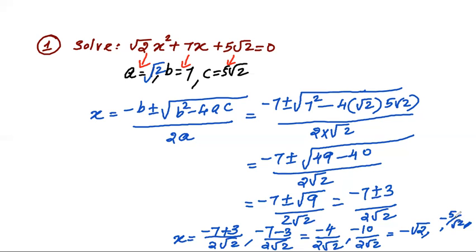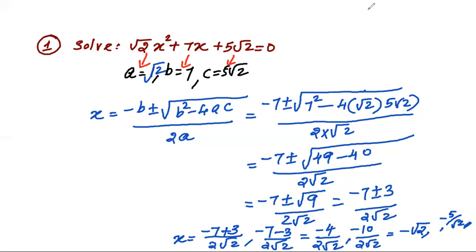These two will be the solutions, or the values of the given quadratic equation. So what are the solutions? Minus root 2. How does minus root 2 come? Because 4 divided by 2 root 2, whenever you are cancelling, you'll be getting root 2. One negative is there. Then 10 divided by 2 will give you 5. That's why it became minus 5 by root 2.